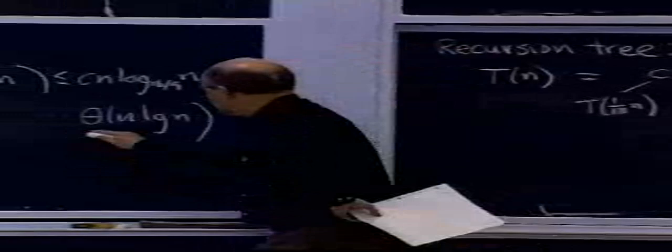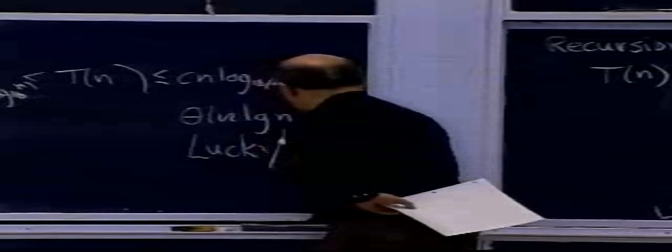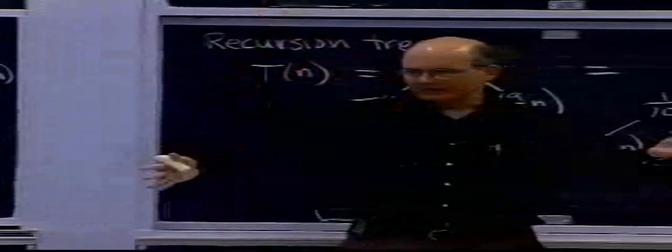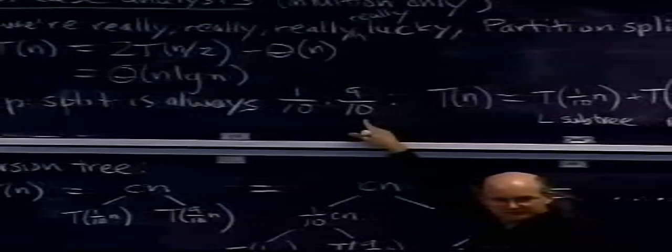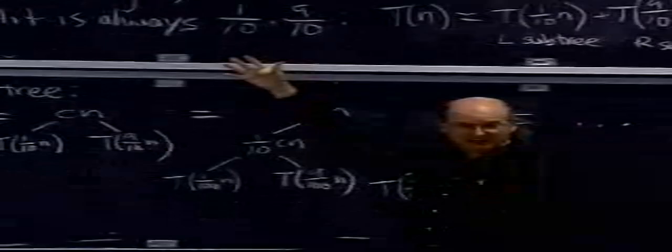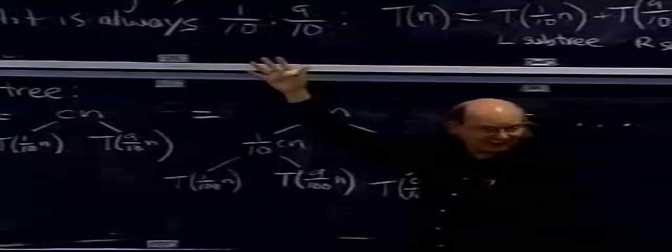Okay, and that's lucky. We're lucky here, even when we just cut off a tenth. So let's think about this a second. What if it were 1/100ths and 99/100ths? What's the solution going to be? Is it going to be lucky or unlucky? Lucky. As long as I'm cutting off a constant fraction, even if it's by just a little bit, the solution is n log n.